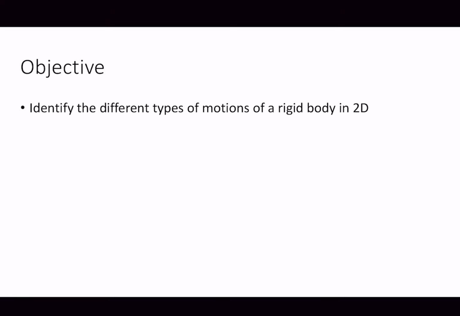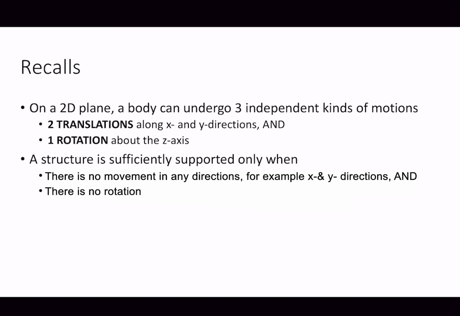In this video, we're going to review the topic free body motion. The objective is to identify the different types of motions of a rigid body in a 2D system. On a 2D plane, a body can undergo three independent kinds of motions. There are two translations along x and y directions, and one rotation about the z-axis.